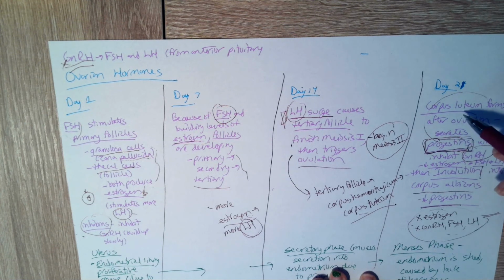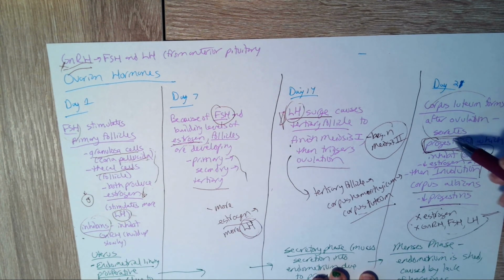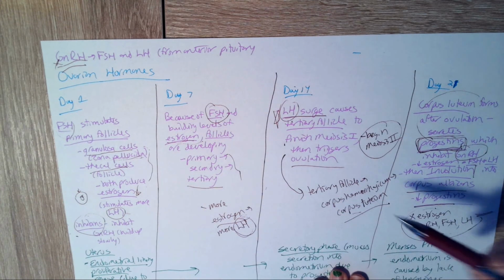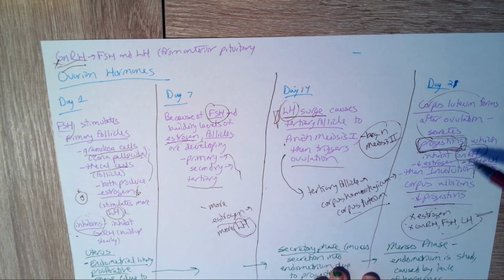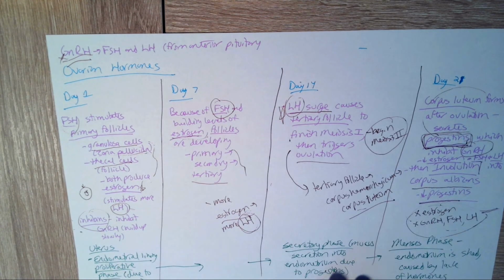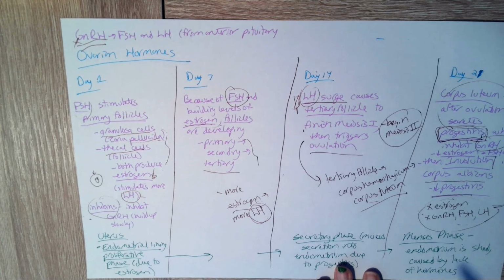Then you have the corpus luteum, which secretes the progesterone, and that, in concert with the inhibins that have been building up slowly throughout this whole process, is going to inhibit your GnRH. All the hormone levels plummet, and we go back to the start again. So this is a monthly cycle.